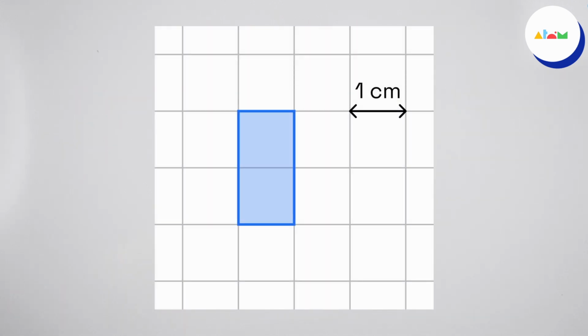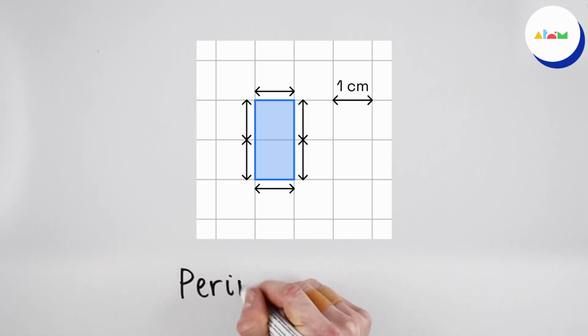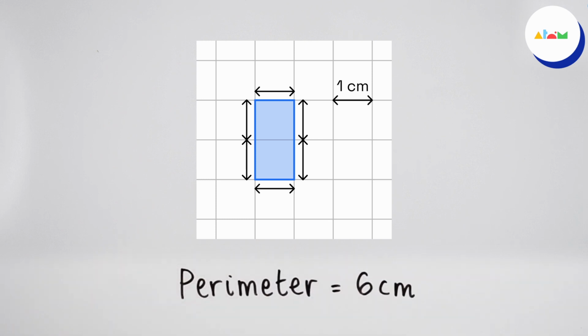To work out the perimeter of this shape, the first thing that we need to do is look at the units on the grid. We can see from the label that this shape is drawn onto a 1 centimetre squared grid. To work out the perimeter of this shape, all we need to do is count the squares around the shape. There are 6 squares around the shape, therefore the perimeter of the shape is 6 centimetres.